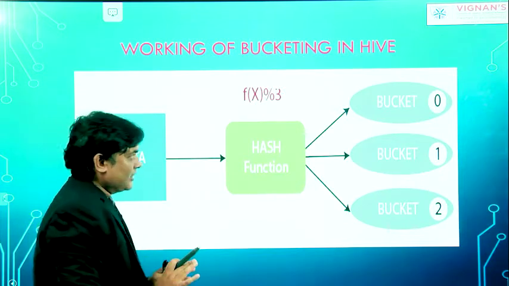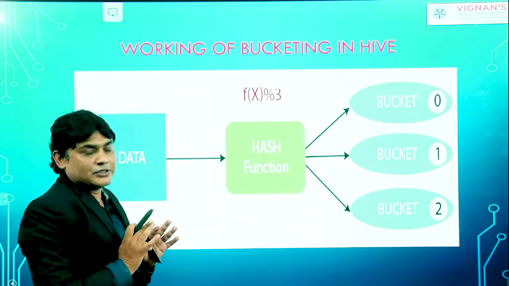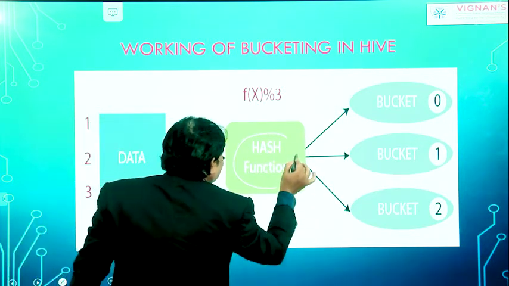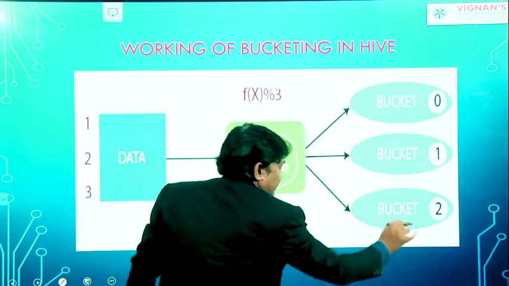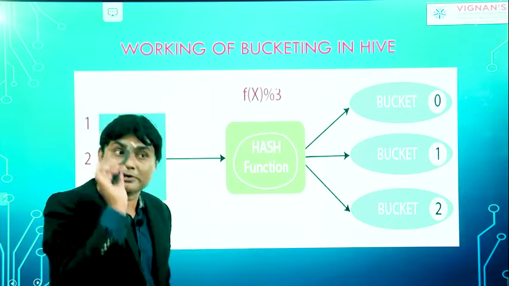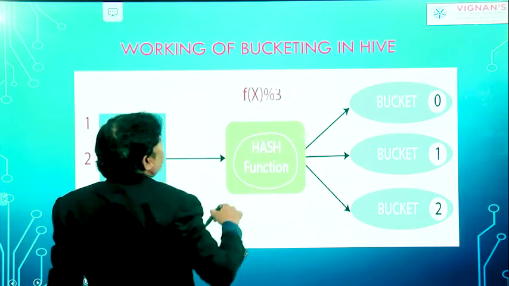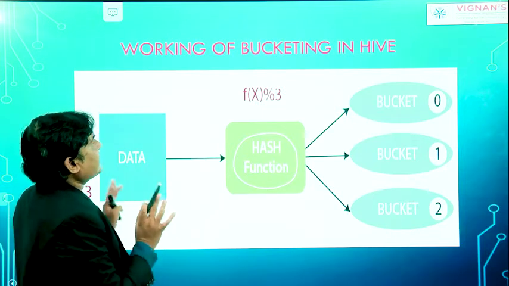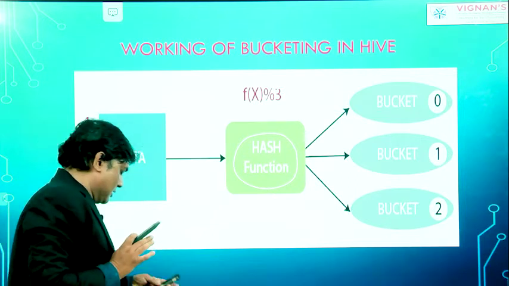Here we are performing an operation so that we can store data into different buckets. How many buckets have we created? We have created 3 buckets. Based on this hash function, the data is going to be scattered and distributed into different buckets. This is just a simple example. Suppose you have 1000 buckets, you perform the same operation and distribute the data into different buckets. In this way the bucketing concept works.